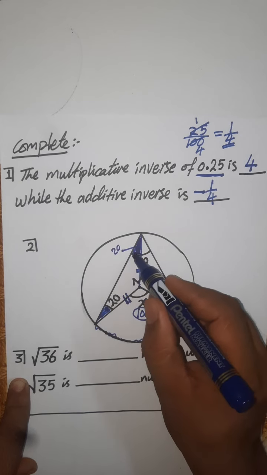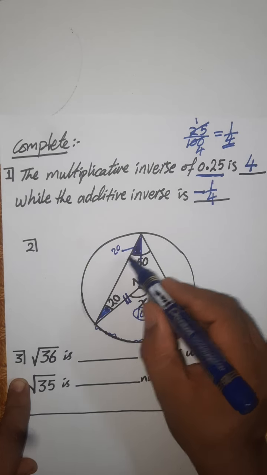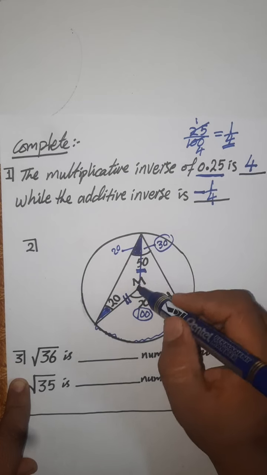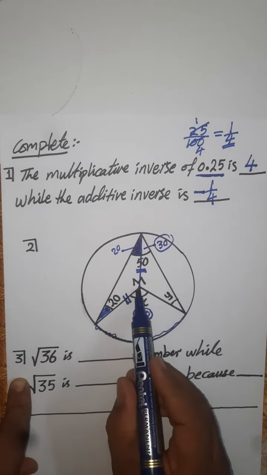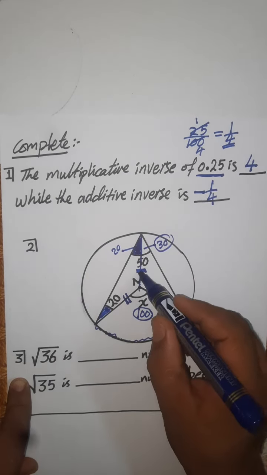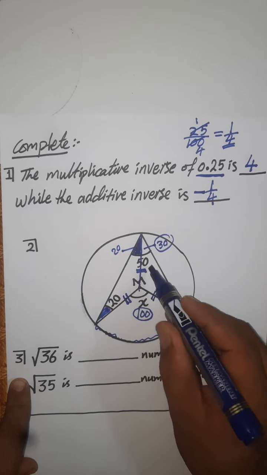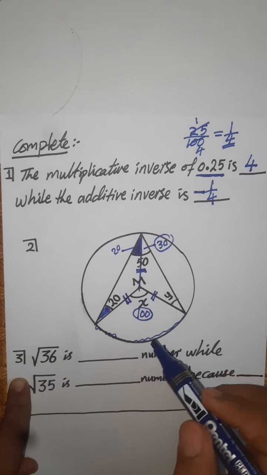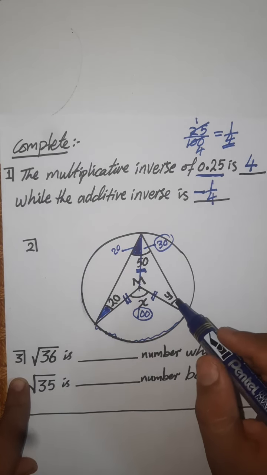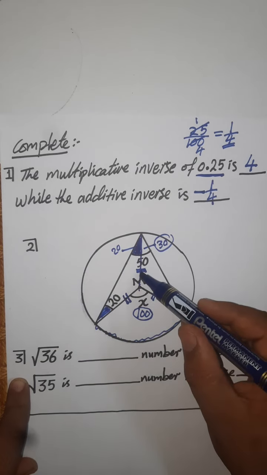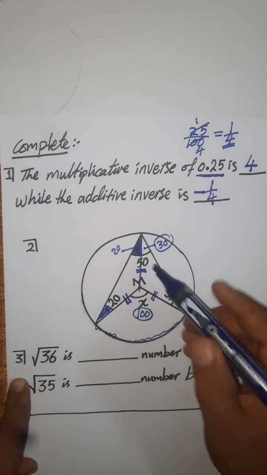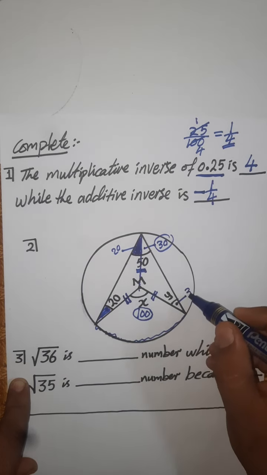All of it was 50. If this part is 20, so the remaining here is 30. Is this a radius? Yes. Is this a radius? Yes. So this radius equals this one. So I'm talking about an isosceles triangle. Since two sides are equal, two angles are equal, because base angles in isosceles triangles are supposed to be equal. These two sides are equal, so these two angles are supposed to be equal. This angle is 30, so this angle is 30.